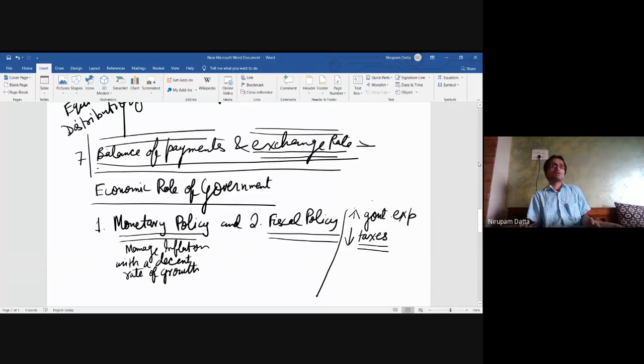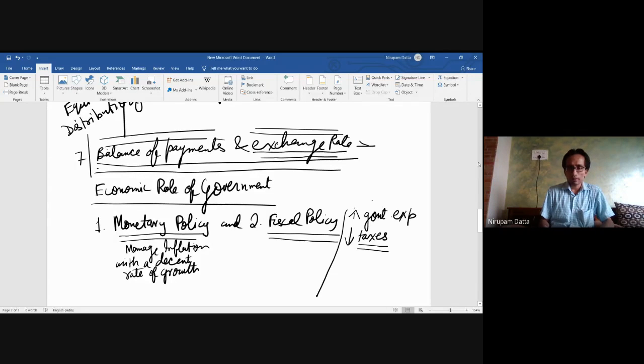So what is this indirect way? When you reduce the taxes, you increase the disposable incomes. If you reduce taxes, it means people have to pay less taxes. So as they pay less taxes, they have more income in their hand. If they have more income in their hand, what will happen? There will be more effective demand for goods and services. So that will lead to more expansion of the economy.